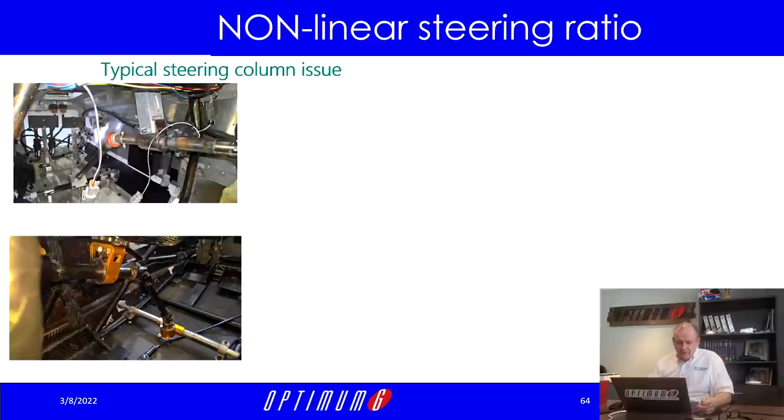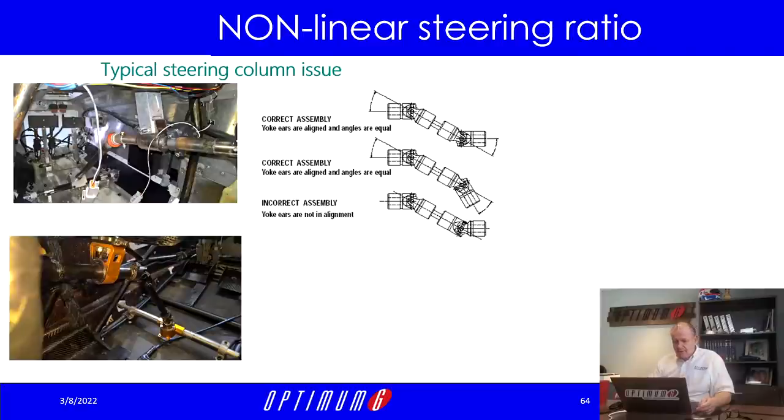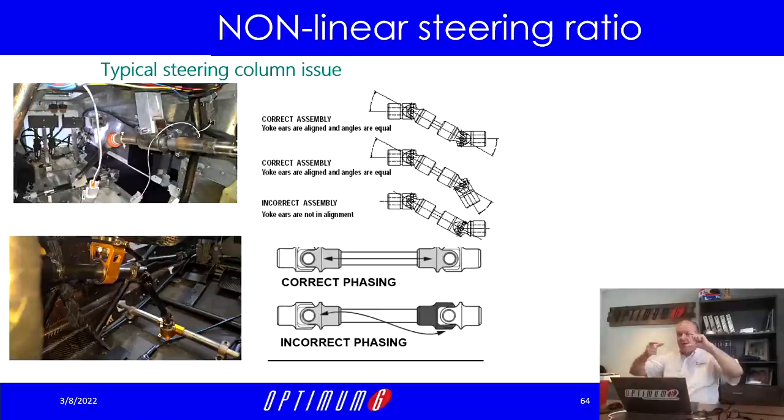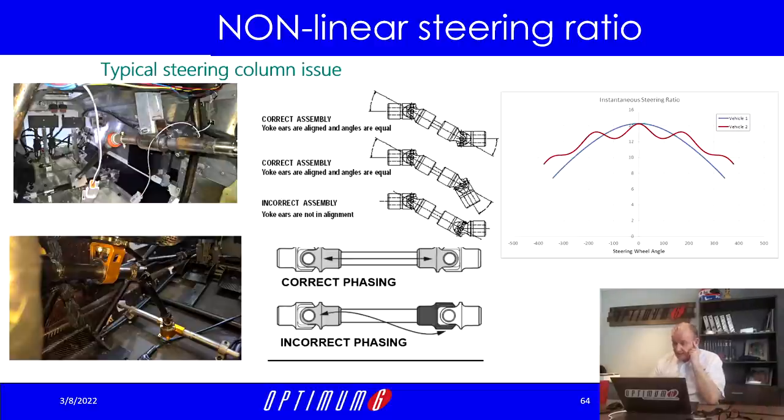Non-linear steering ratio, like this, you're going to have to take into account that the angles are correctly assembled. That's a bad example. That's a good example. There is very good information there on the steering column angle that you can find on Google. And the correct phasing. And you know, if you put the cardan, the CV joint like this or like that, you are going to have a very big difference. And that is going to play a bad role on the steering ratio.